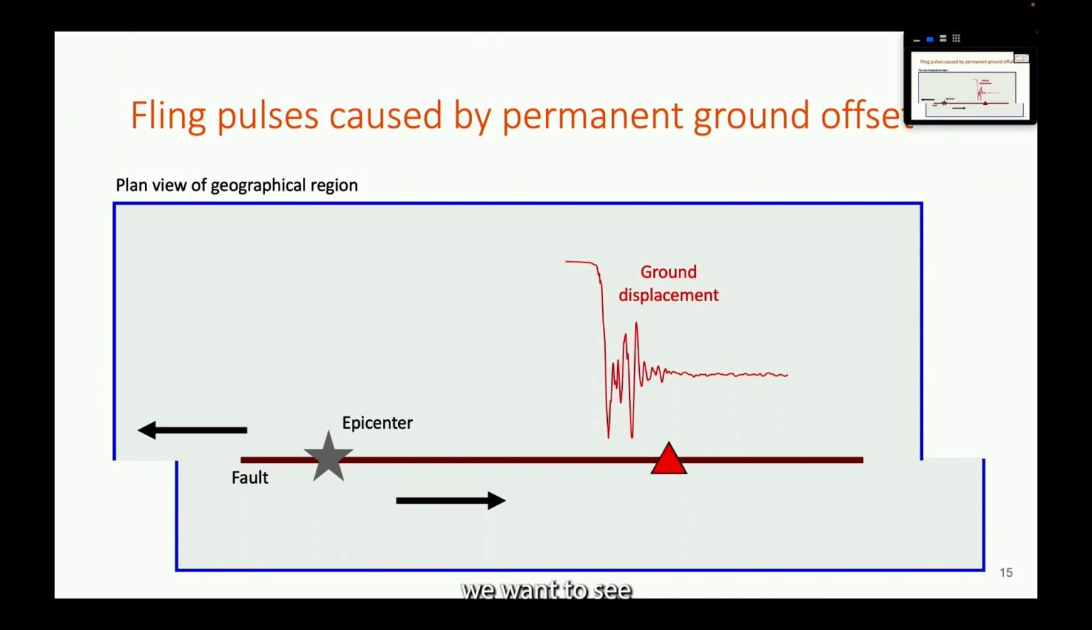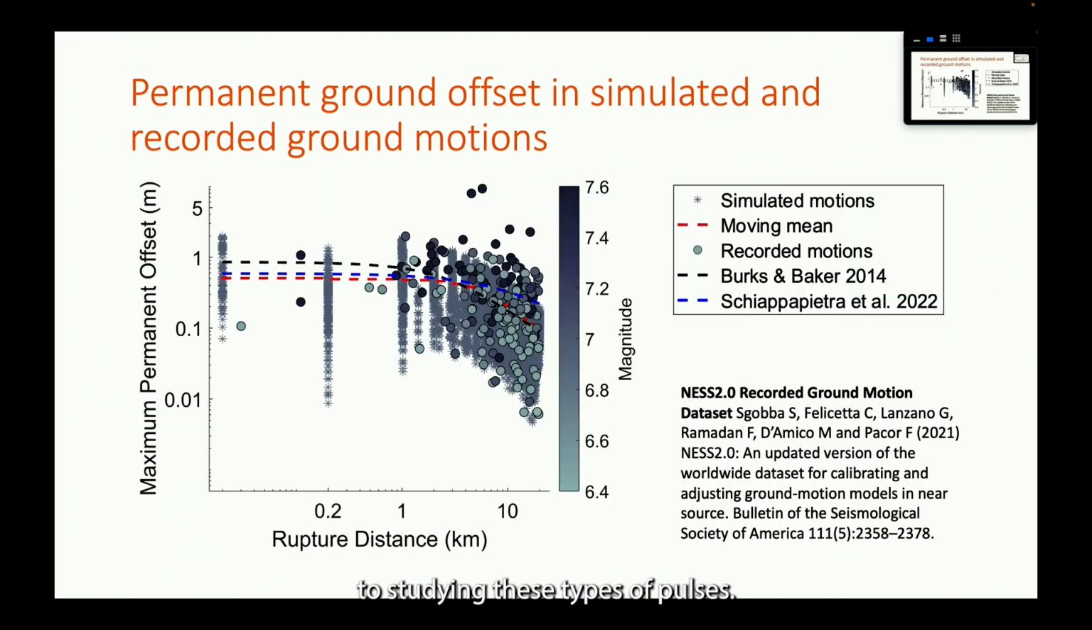But nonetheless, we wanted to take a similar approach to see whether these pulses are important for structural demands. And the trick here is that those fling pulses are very difficult to obtain from the recorded ground motions. Actually, most records are processed to eliminate this kind of permanent offset in the ground displacement records. So we can't really see those displacements in recorded ground motions, but they are inherently incorporated in the simulations, and we don't need to do any processing for the simulations, and that's why the simulations present a very valuable tool to studying these types of pulses.